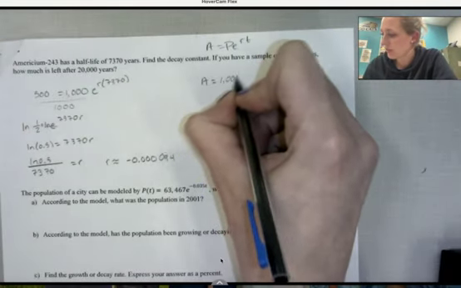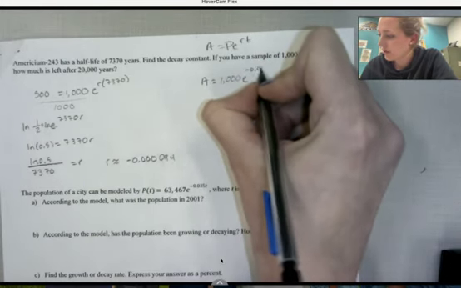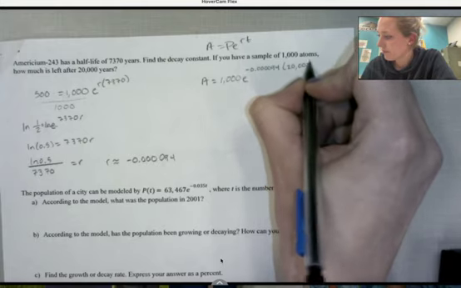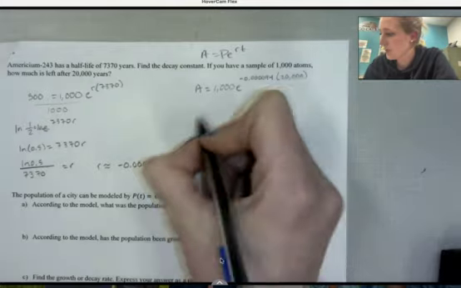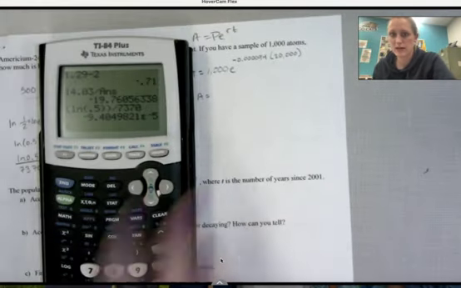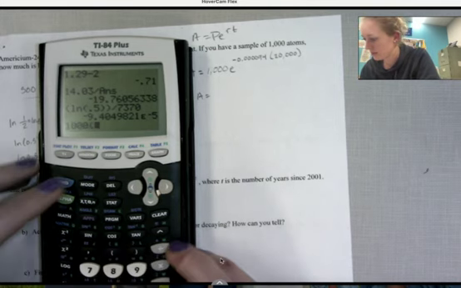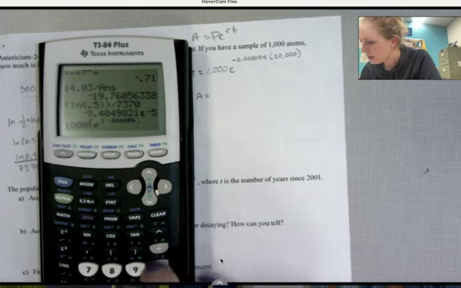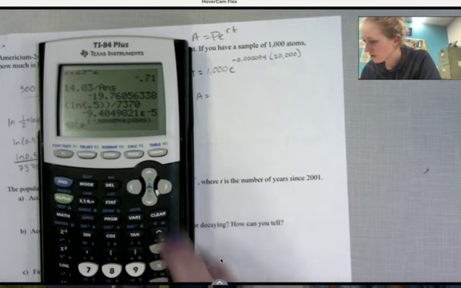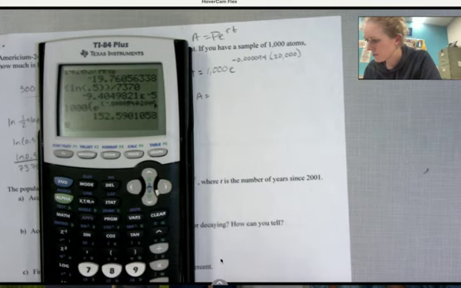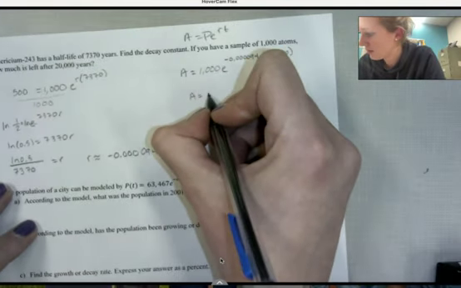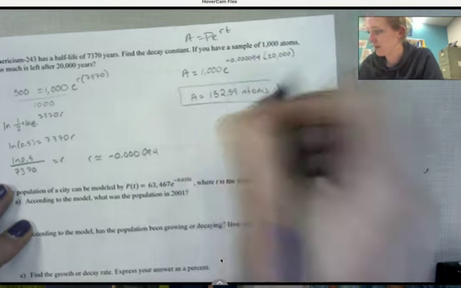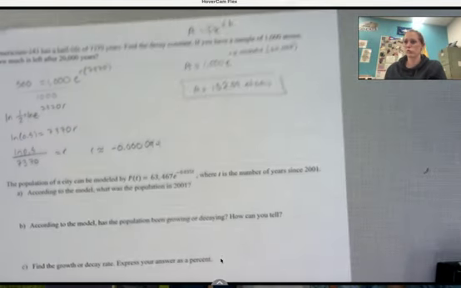My initial, I'm still going to use that 1,000. This time I know my rate though is negative 0.00094. And then after 20,000. Okay, so now I just plug this into the calculator to get my new amount. Okay, so we have 1,000 times e raised to the negative 0.1234094 times 20,000. 152.59 atoms. And that's how much would be left after we started with 1,000. That's how many would be left after 20,000 years.